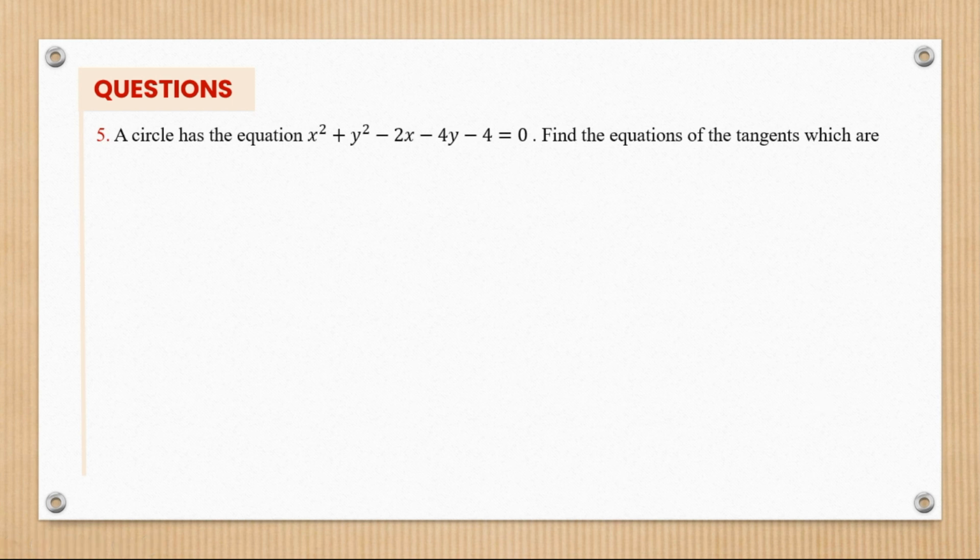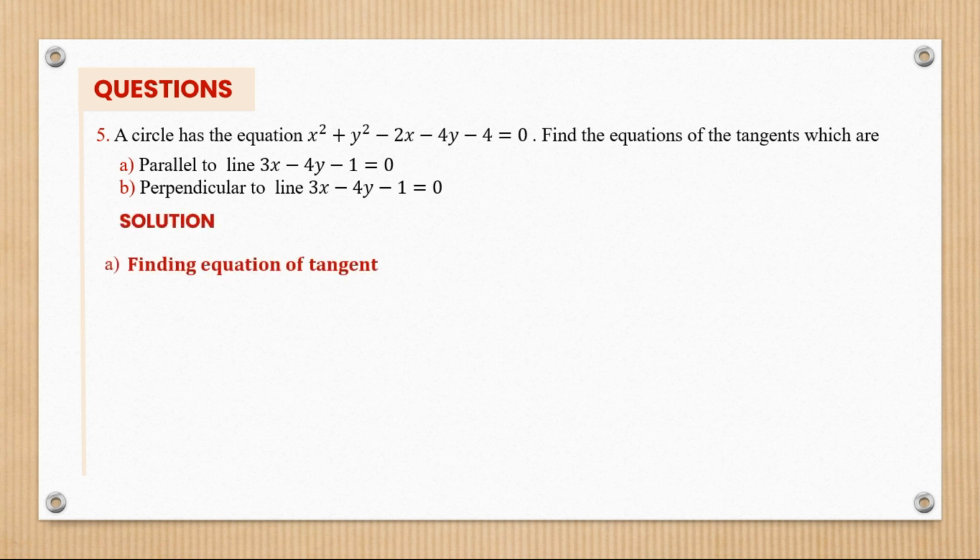So being told that a circle has the equation x squared plus y squared minus 2x minus 4y minus 4 is equal to 0. Find the equations of the tangents which are: part A, parallel to line 3x minus 4y minus 1 is equal to 0, and part B, perpendicular to the line 3x minus 4y minus 1 is equal to 0. So how do we solve this?